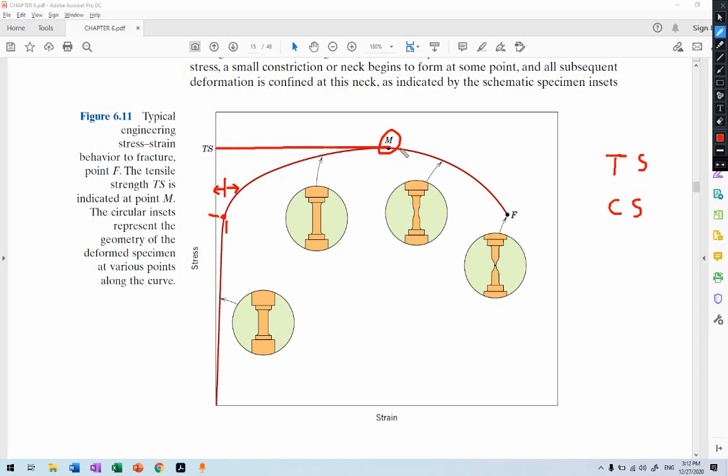Because after that, it directly goes to failure. This is the failure. The last point of the stress strain diagram is the failure, the last point. So this is not failure here. This is not failure. Some materials have this phenomenon where it even goes down. I mean, they no longer resist anything. We'll discuss this part in chapter 8.